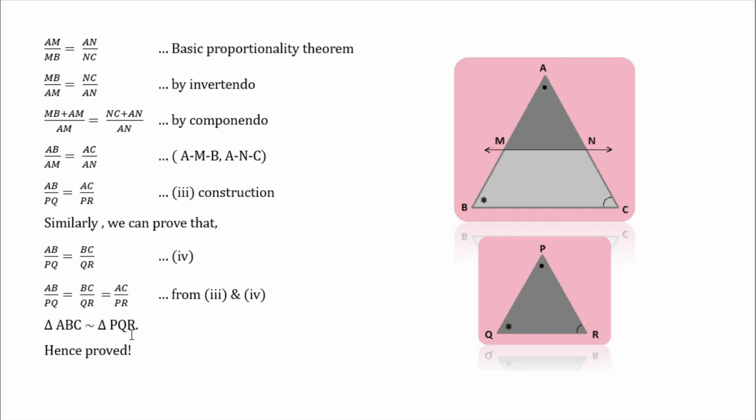So this is how the theorem is proved mathematically, but practically, using three congruent angles one can be assured about the similarity between two triangles.